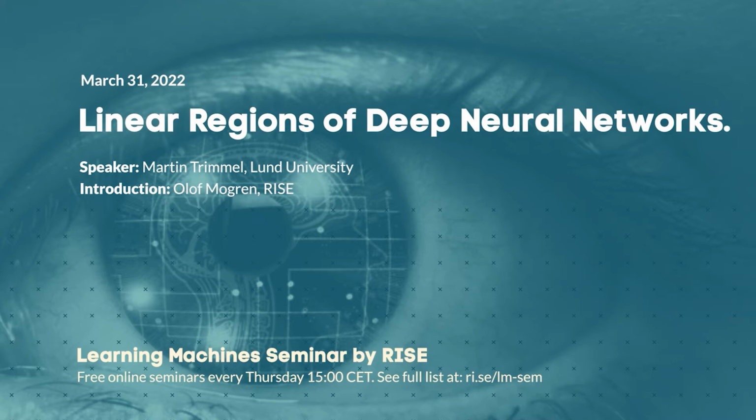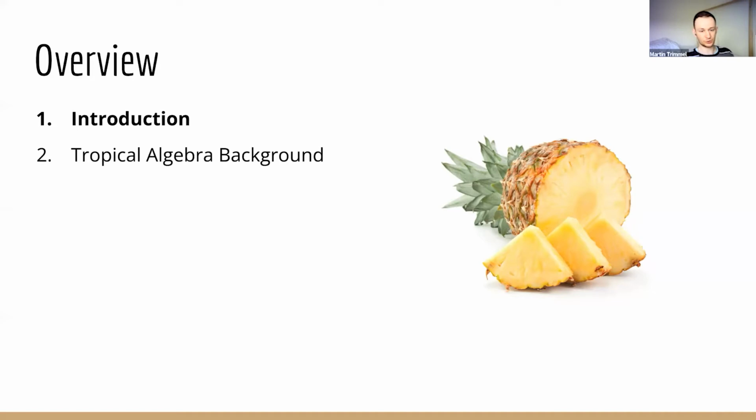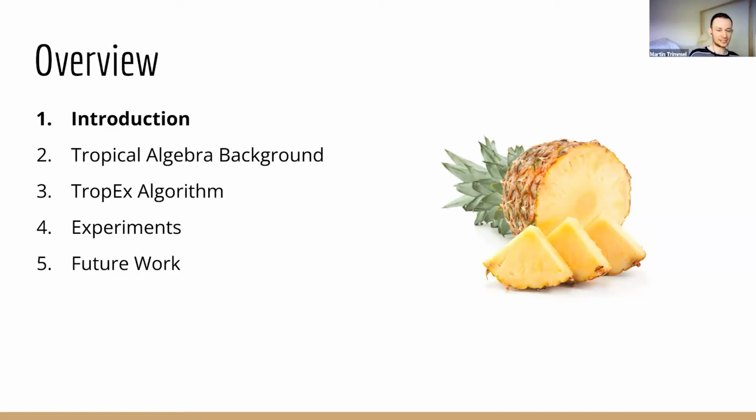Thank you very much for the introduction. My talk consists of 5 parts. In the first part, I will give you an introduction to linear regions and neural networks. Then I'll cover some background on tropical algebra. Next, I'll explain our algorithm for extracting linear terms from neural networks. Then I'll move on to some of our experiments. And finally, I'll present some ideas for future work. So let's start with the introduction.